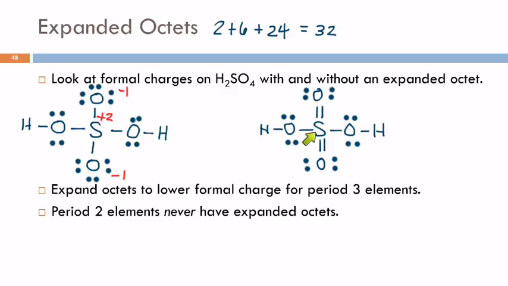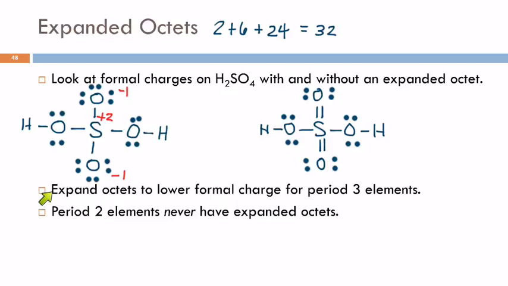Now the sulfur has 0 formal charge, and this oxygen also has a 0 formal charge. This is the correct Lewis structure. Formal charges help us to understand that. Just following the octet rule is not going to work.